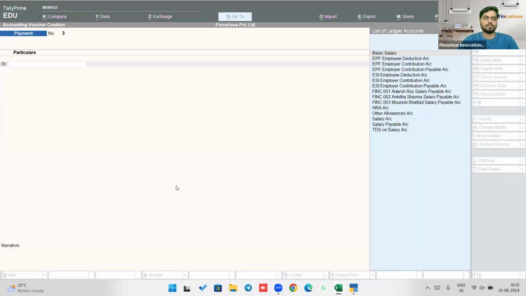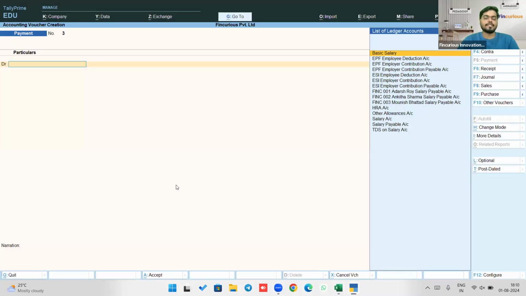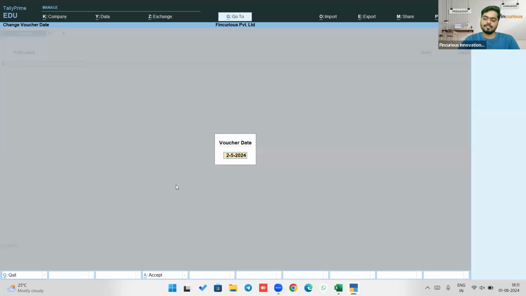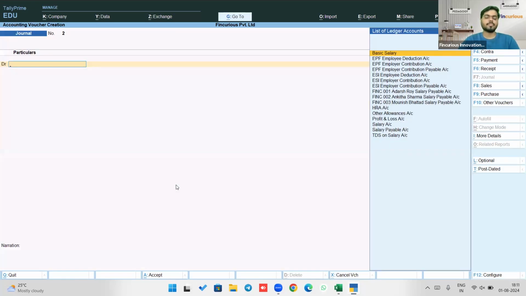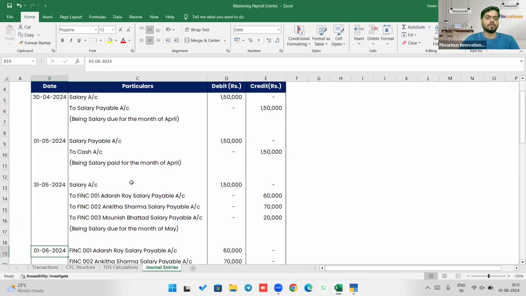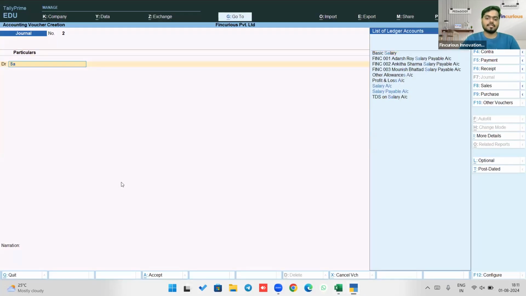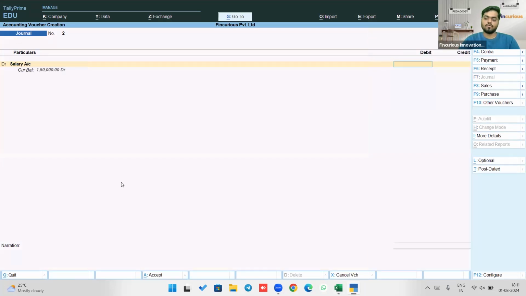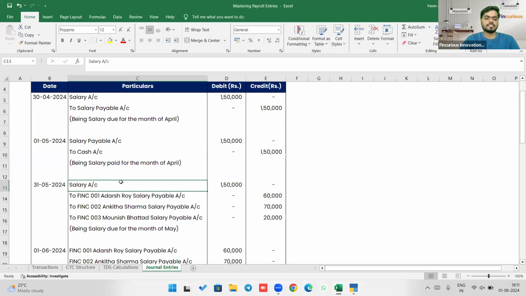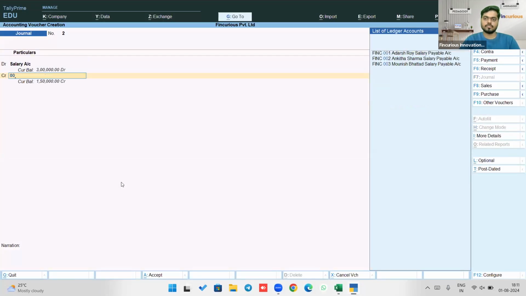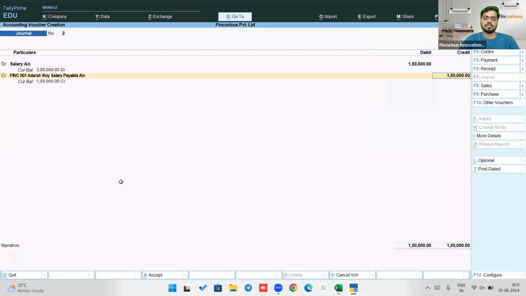So now I go to the Tally. In Tally, I need to pass the due entry first. In which voucher do I pass the due entry? F7, journal voucher. Change the date. What is the date? 31st May. So on 31st May, what is the entry I need to pass? Salary account debit 1,50,000. Credit. Who is the first employee? FinC 001 with the amount of 60,000 rupees.